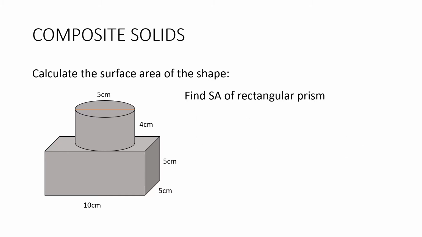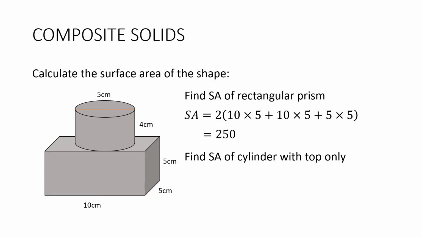All right, surface area of the rectangular prism is pretty easy. I'm going to use the formula. So it's 2 lots of 10 times 5 plus 10 times 5 plus 5 times 5. That gives us 250 centimeters squared. The surface area of the cylinder with the top only is 2 pi rh, that's our curved surface, plus 1 circle. Our radius is 2.5.